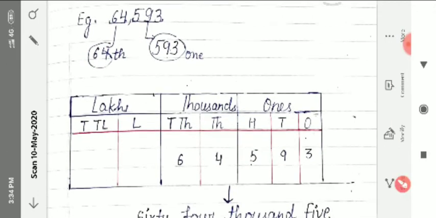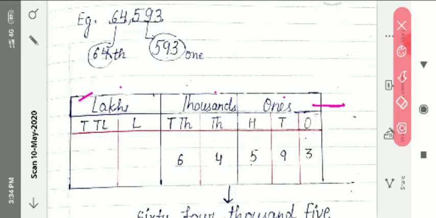Here see, it is ones, thousand and lakhs. I have written one more period also. The first line we call period, and the second line we call place. In the ones period, always remember, there are three places: ones, tens, hundreds. And in the thousand period, how many places? Two, thousand and 10,000. So here we need only two periods, because digits are given only in the ones period and the thousand period.